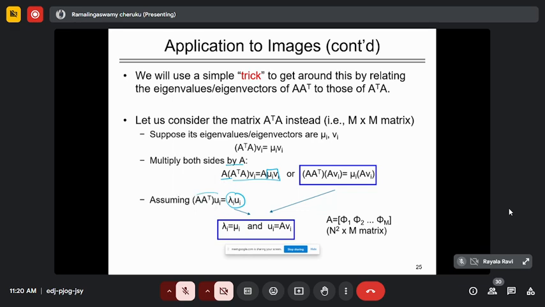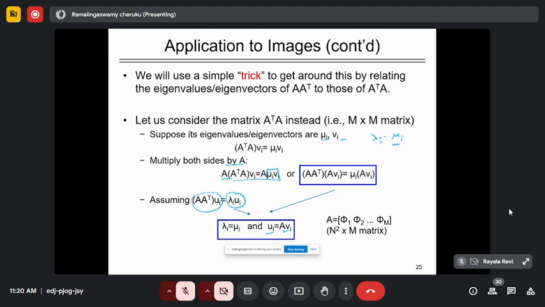Okay, this is the original: the eigenvector is mu i, and the eigenvalue is lambda i. In this case, we have mu i and vi, but in the original case, lambda i and mu i. Now here, lambda is equal to mu i. Of course, mu i is equal to A into vi.